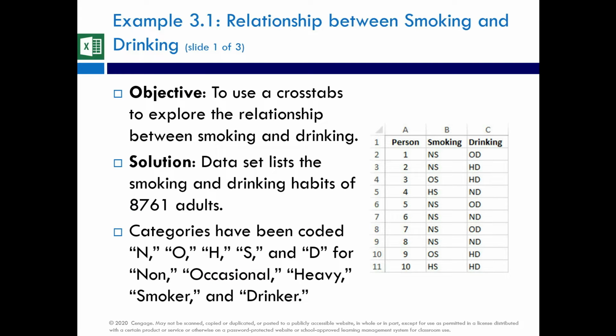Relationships between smoking and drinking. Objective: to use the crosstab to explore relationships between smoking and drinking. Solution. The dataset lists smoking and drinking habits of 8,761 adults. Categories have been coded N, O, H, S, and D for non, occasionally, heavy, smoker, and drinker.